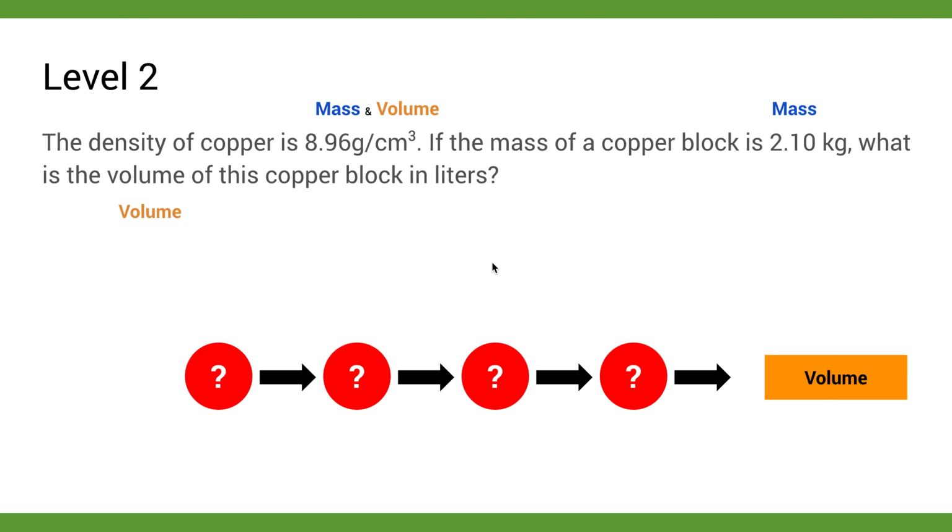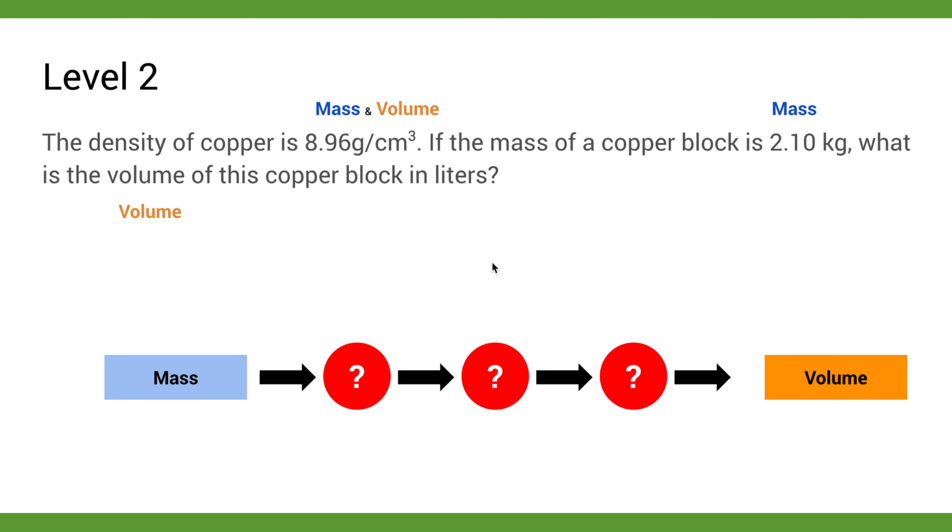The answer is that if the question is asking for only one single dimension, we always start with a single dimension. If you look at those two numbers, the only value that has a single dimension is the mass, 2.10 kilograms of the copper block. So this is what we will start from in the beginning, the mass.